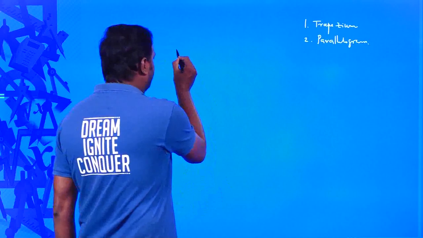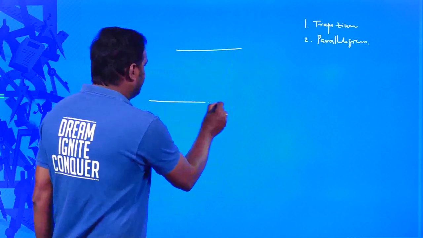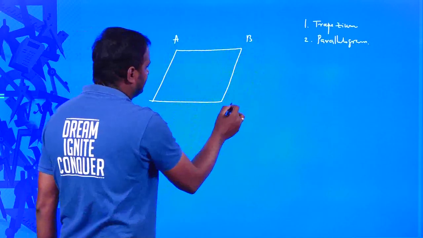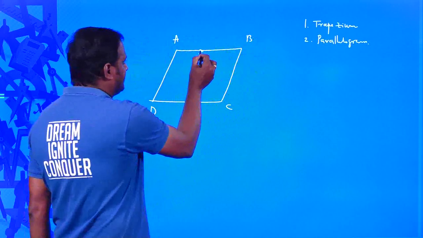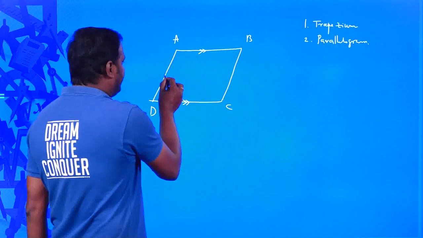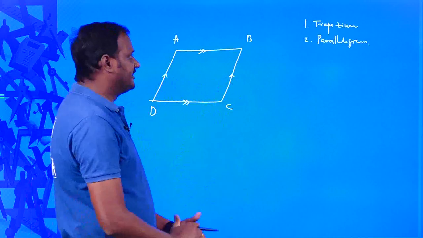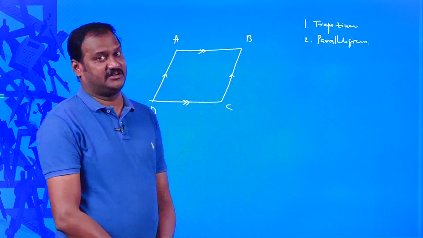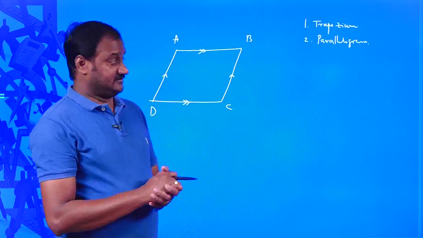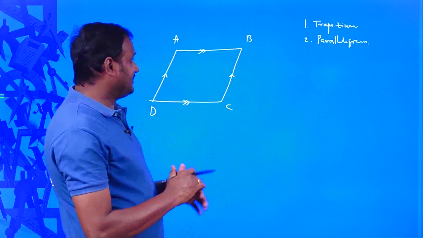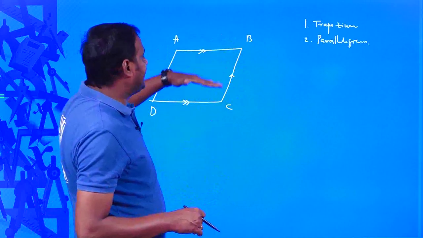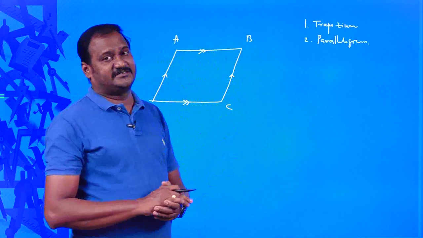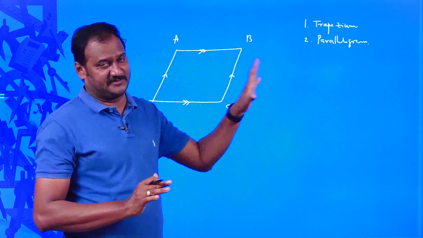See, I am taking one parallelogram here. Let us name this parallelogram A, B, C, D. In this parallelogram, you know that AB is parallel to CD and AD is parallel to BC. So, what am I going to do here? I am going to make the sides longer. You know the properties of a parallelogram, that AB and CD are equal, AD and BC are equal, but AB and BC are not equal, right, in a parallelogram. That is the property of a parallelogram.